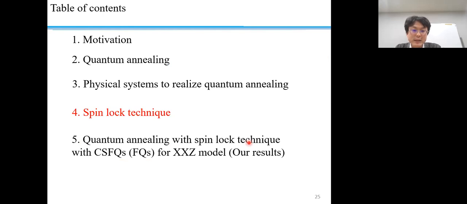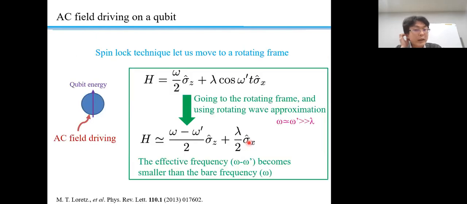Let me explain what the spin lock technique is. Let me consider a spin or a qubit driven by an AC magnetic field. We have a Zeeman energy of omega, and we drive this qubit by an AC magnetic field along the X direction. This is a time-dependent Hamiltonian, but we can go to the rotating frame and use the rotating wave approximation. In this case, the Hamiltonian becomes time-independent. And omega minus omega prime is a detuning, and lambda is a Rabi frequency. As you can see, omega minus omega prime can be as small as we want.